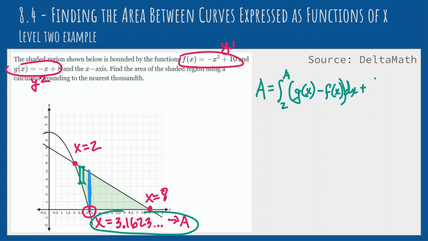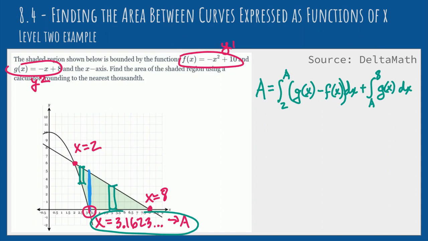The rest of the area is going to be given by the integral from a to 8. And on that interval, if we imagine a Riemann sum rectangle, it's bounded above by the line, which is g of x, and below by the x-axis. So since it's bounded below by the x-axis, we don't need to include the bottom. We could think of this as g of x minus 0 if we wanted to, but we certainly don't need to do that. And then that's going to be with respect to x.